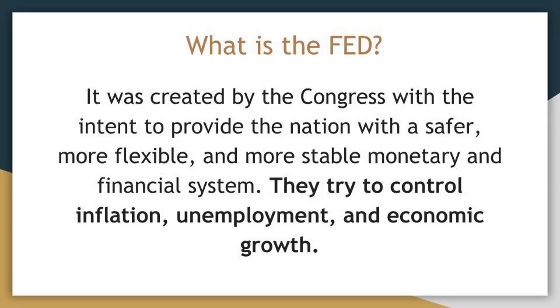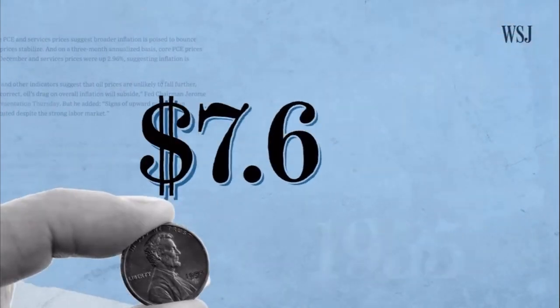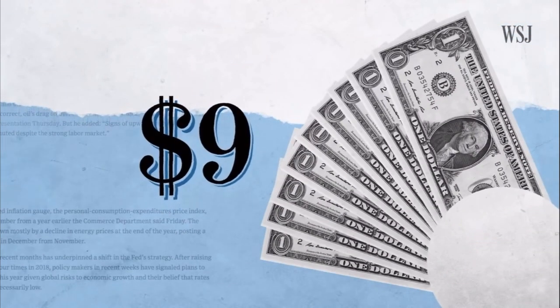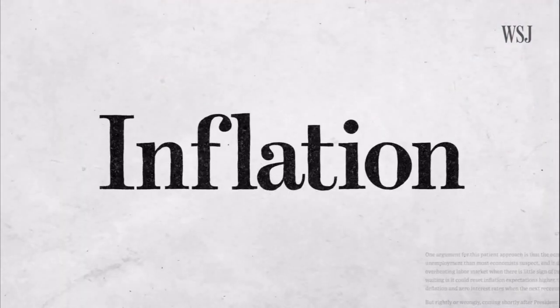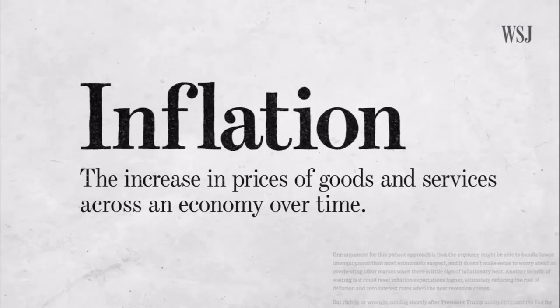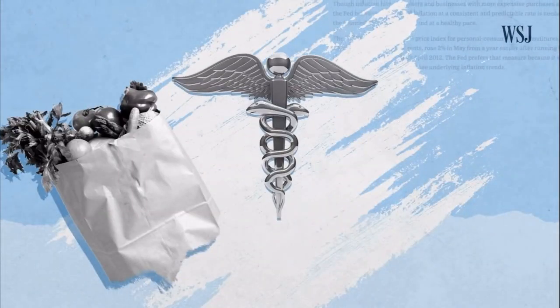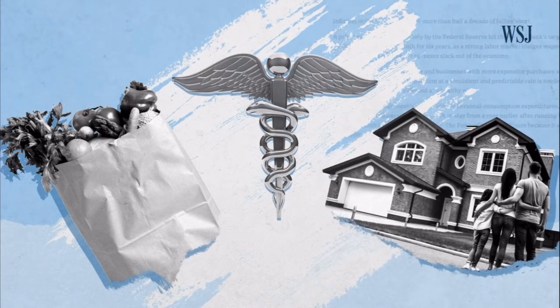They try to make sure that inflation, unemployment, and economic growth stay stable. In 1955, the average price of a movie ticket was 73 cents. Today, it's about $9. This phenomenon is called inflation, the increase in prices of goods and services across an economy over time. It refers to everything you buy, from groceries to doctor's visits to homes.